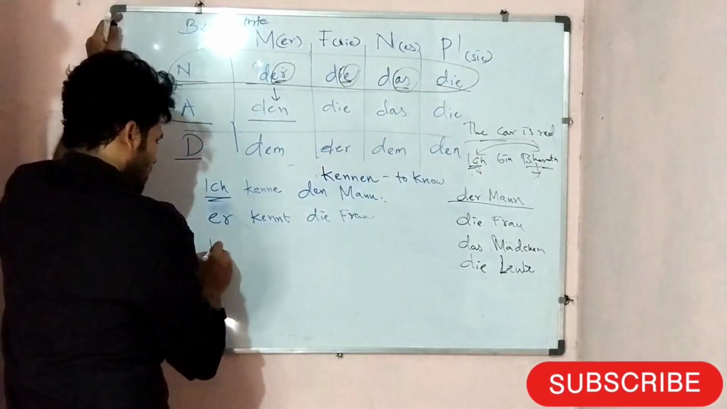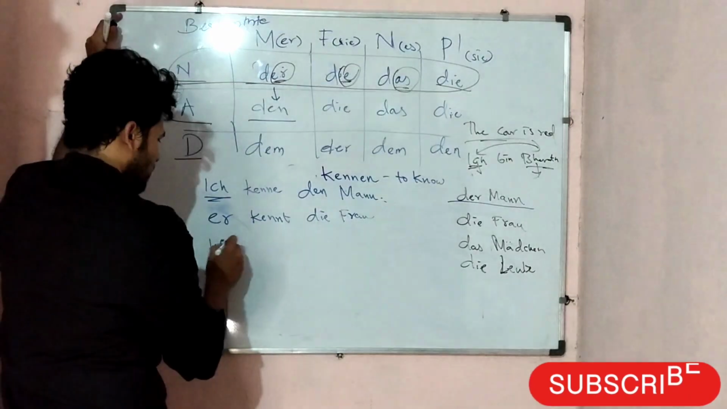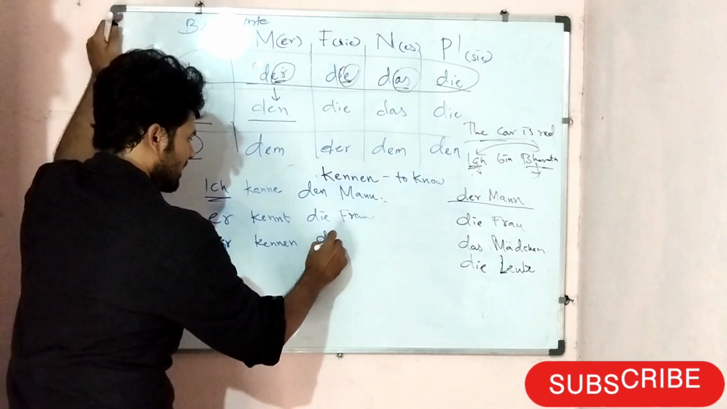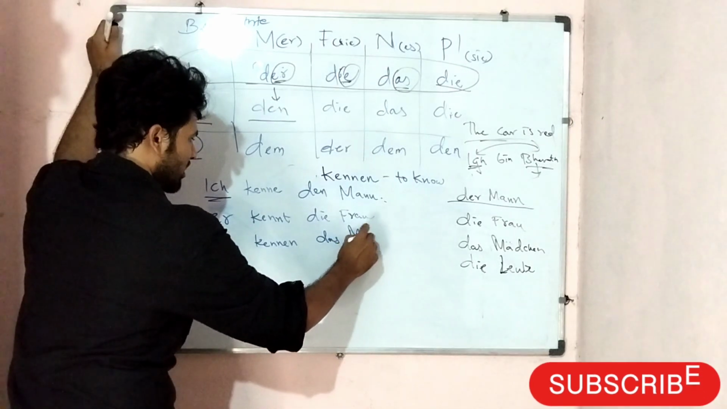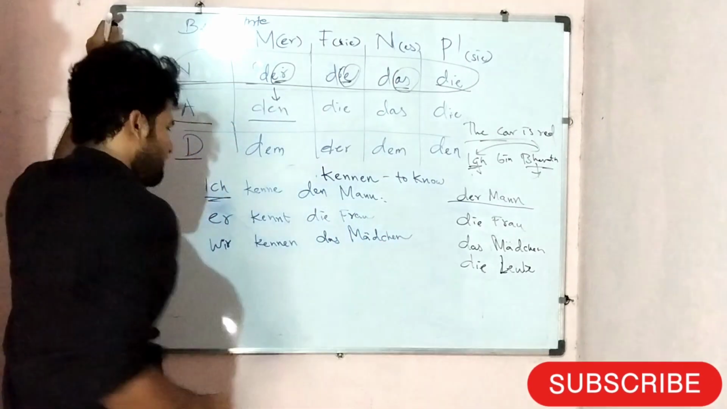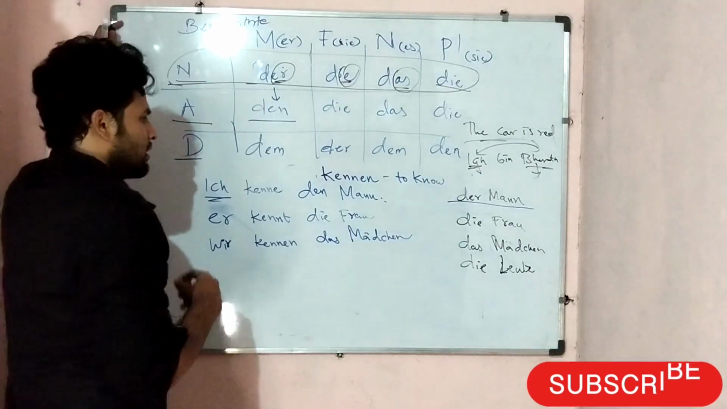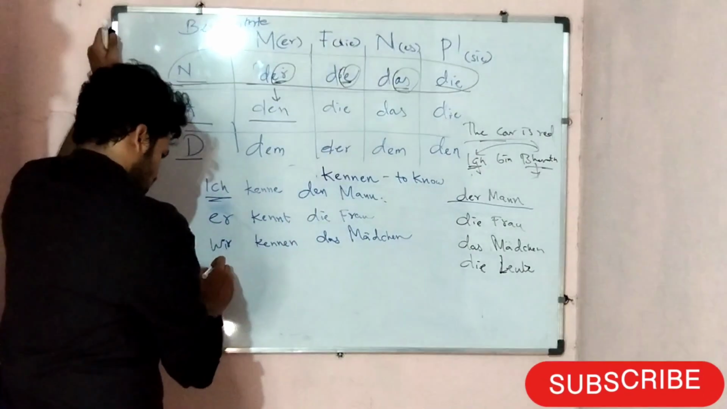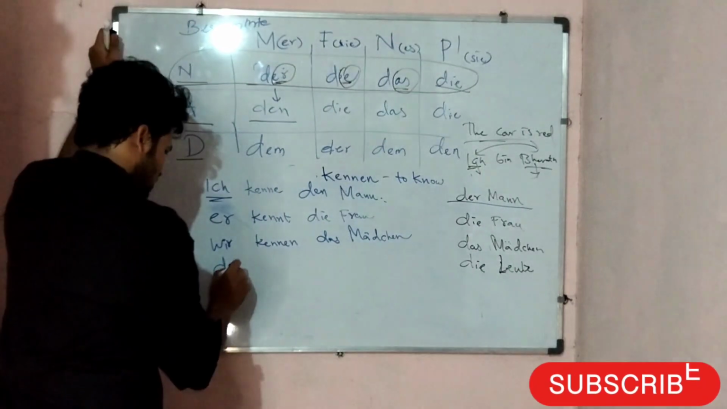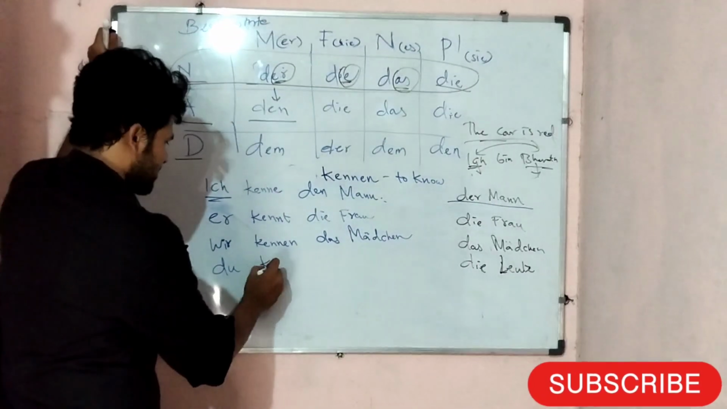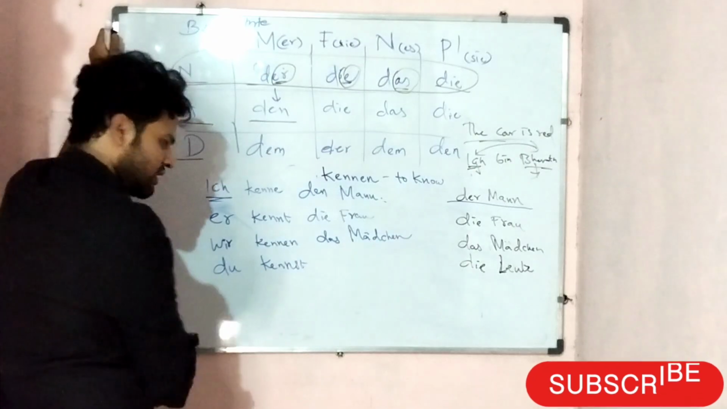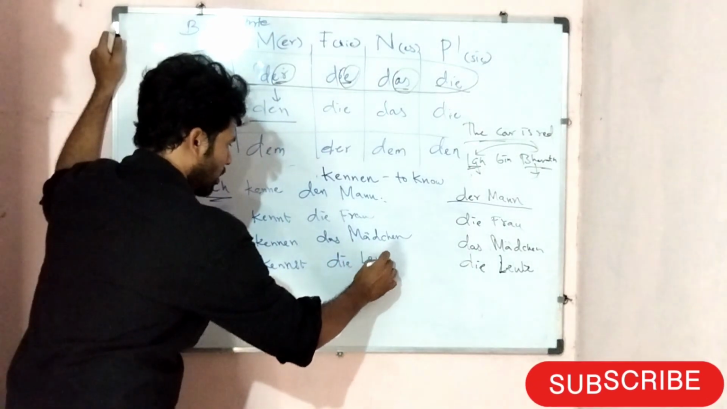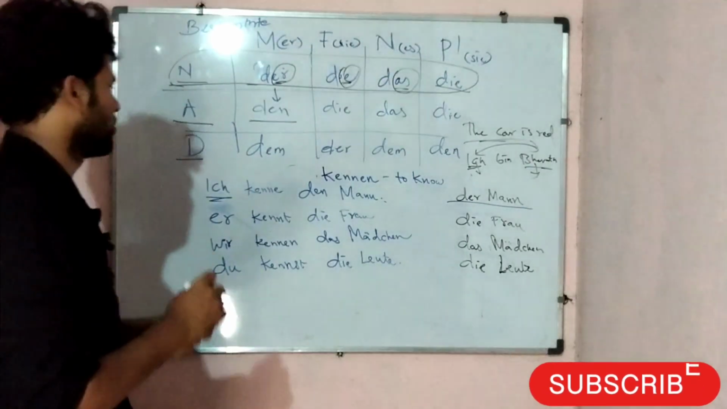We know the girl. What is we? Wir. What is the verb ending for wir? En. Kennen. Wir kennen das Mädchen. And you know the people. What is you? You can use du or Sie, anything is fine. Du kennst. The verb ending for du is st. Du kennst die Leute.